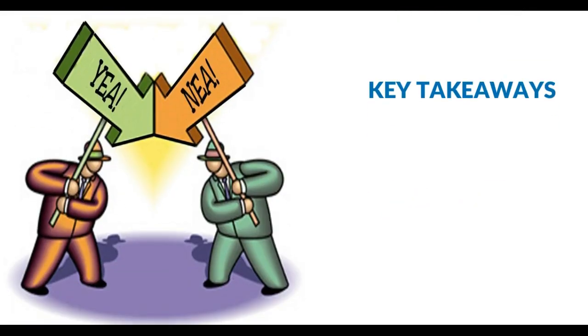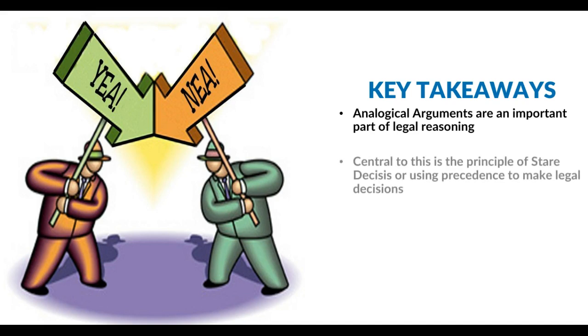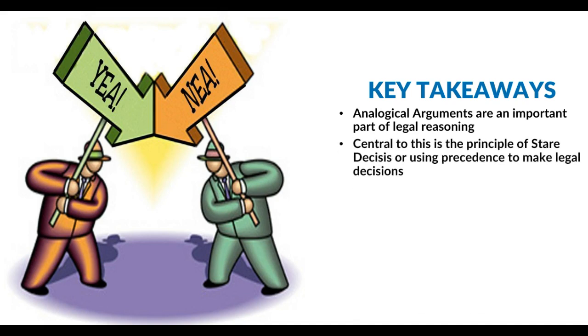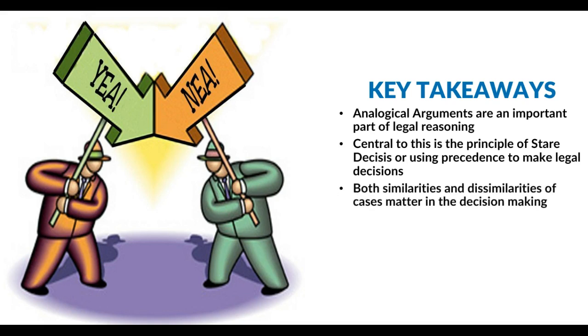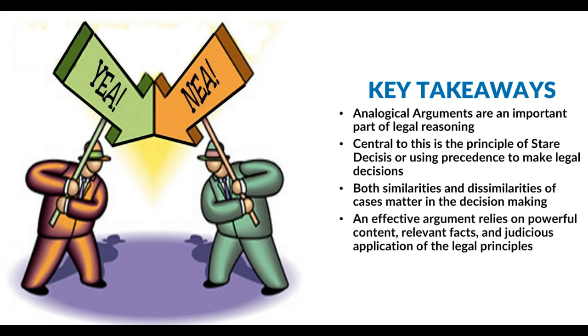To recap, let us take a look at the key takeaways from this tutorial. Analogical arguments are an important part of legal reasoning. Central to this is the principle of stare decisis, or using precedents to make legal decisions. Both similarities and dissimilarities of cases matter in the decision making. An effective argument relies on powerful content, relevant facts, and judicious application of the legal principles.